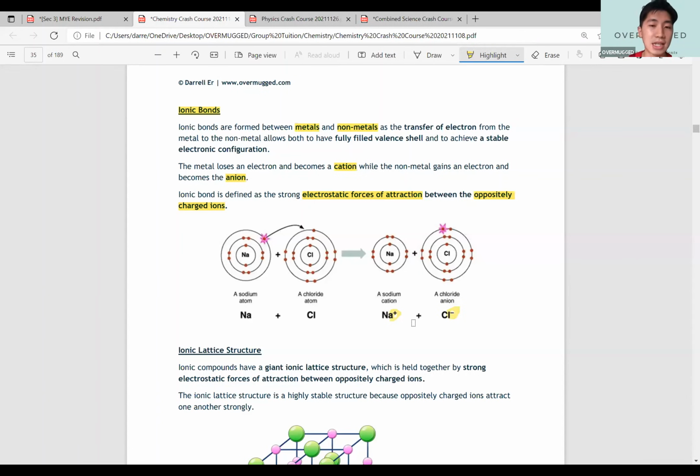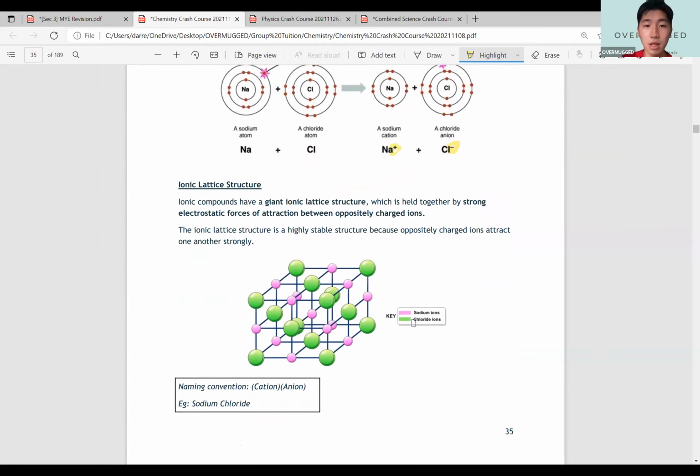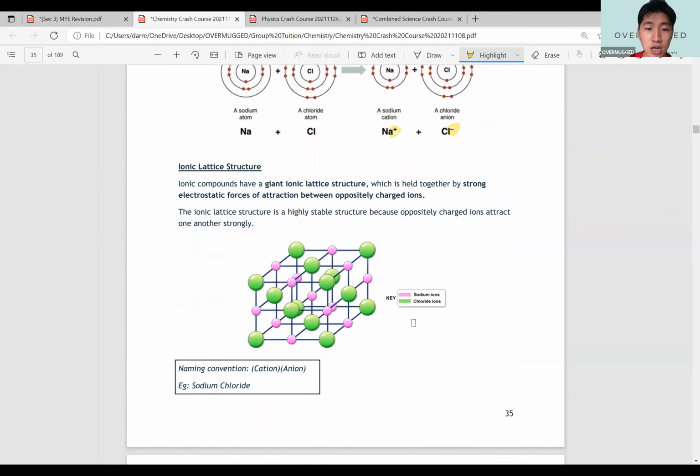We'll be using it again later in metallic bond. Okay, I got some good questions in the chat, but I'll address that along the way. So that is your ionic bond. Take note, this structure here is called your giant ionic lattice structure. Within the structure exists many ionic bonds.